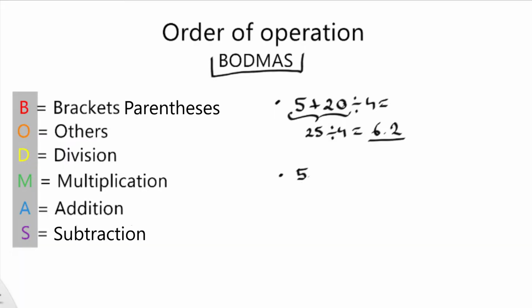Let's do the same question again, but this time following the rules. And the rules are telling us that 20 divided by 4 comes first. This one gives us 5. So you're gonna have 5 plus 5, which gives us 10. And now we just got two different answers to the same question, which means one of them is not correct. And you guessed right, the first one is the incorrect one.